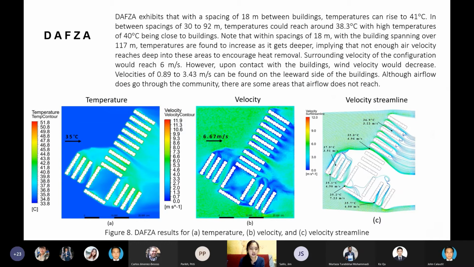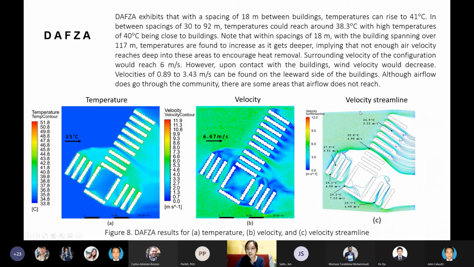Next is the Dafsa configuration, the second configuration. As you go deeper into the configuration, you can see that temperatures are rising, and this could be because there isn't enough air velocity reaching those areas, which would encourage hot spots and prevent wind from carrying off enough heat from these areas.